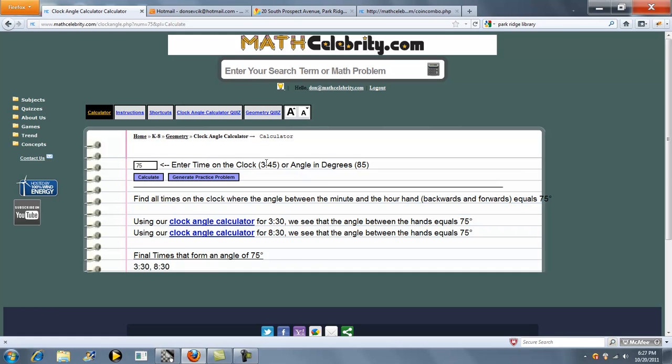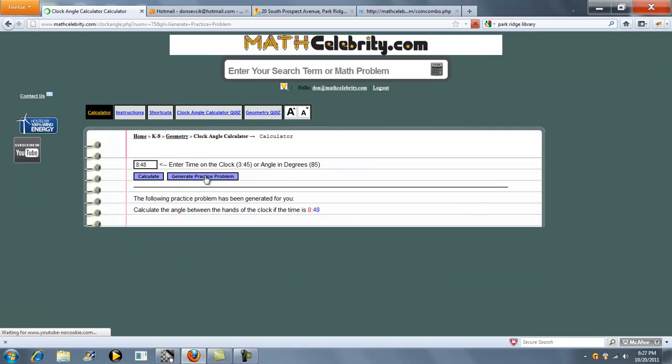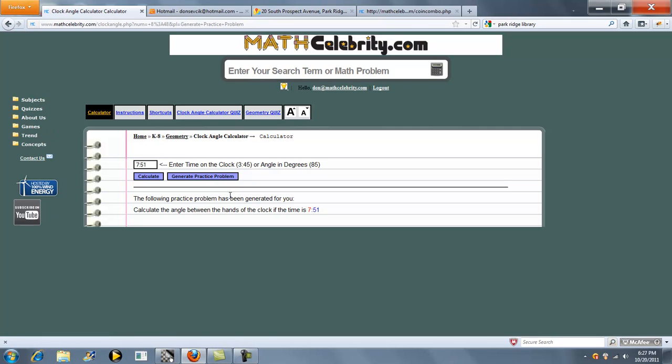So two other features we have on this lesson, a generate practice problem button. Press it once, it'll generate a random time. Press it again, generate a random time. So you can kind of sharpen your skills as you go when you run out of problems in the book. The last is we have a clock angle calculator quiz. For more information on how to use the quiz generator, you can click the quizzes link.